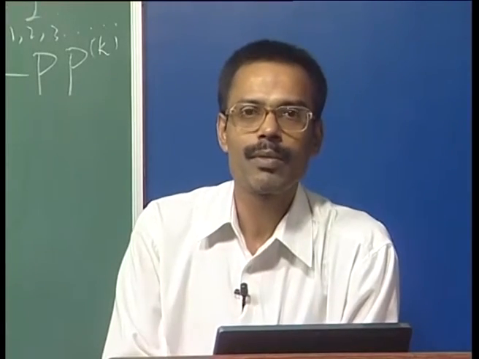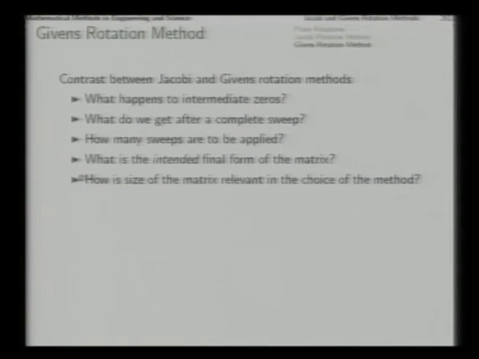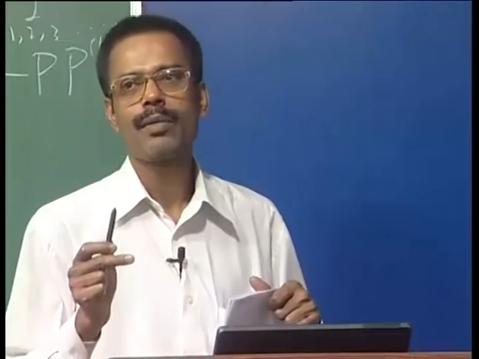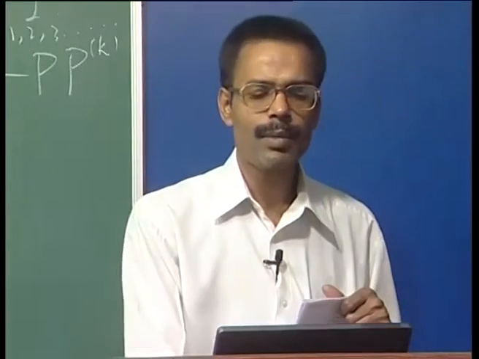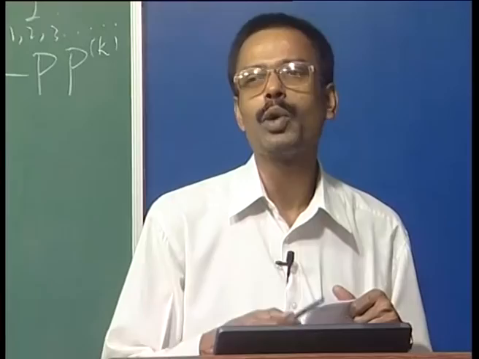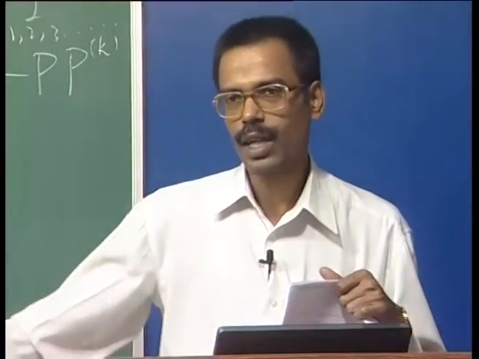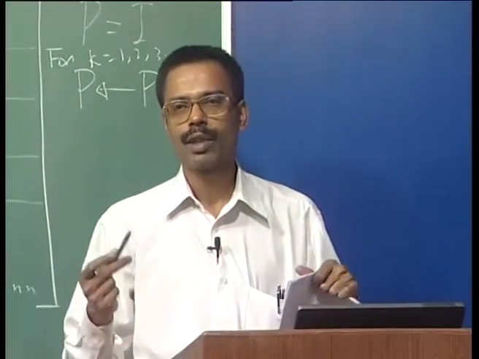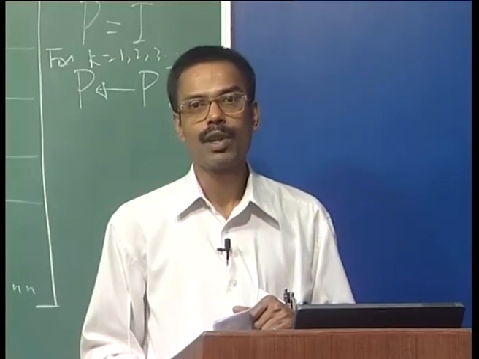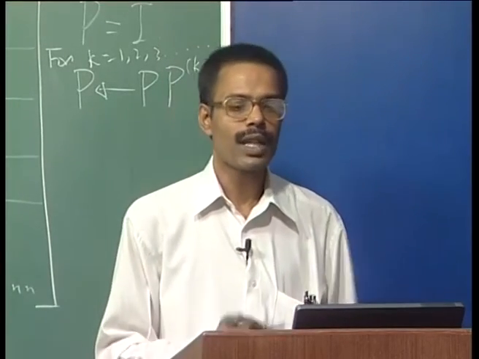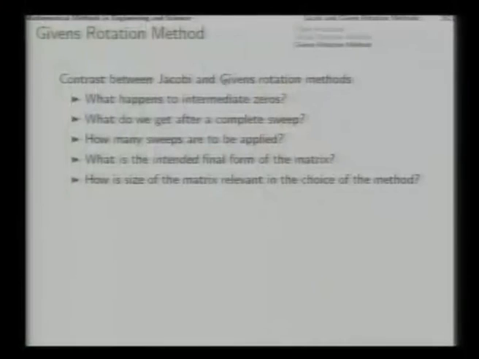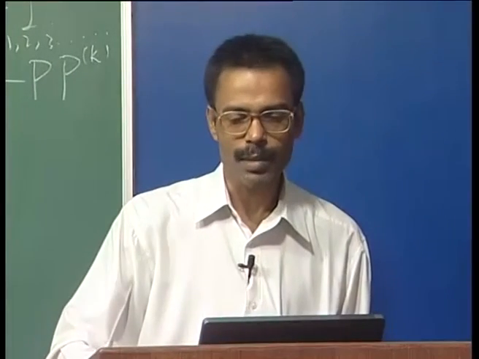Final question, which is of practical relevance, is how is the size of the matrix relevant in the choice of the method? Typically, for small matrices, say 5 to 7, a Jacobi rotation method is good enough, but for much larger matrices, 9 by 9 or 12 by 12, Jacobi rotation method may be computationally very expensive. So, there the strategy should be to apply Givens rotation method and then reprocess the tridiagonal matrix through some other method.